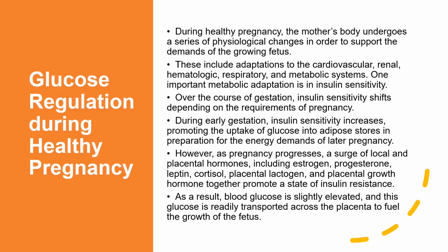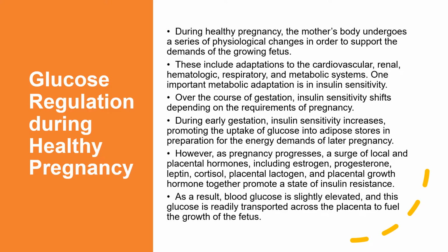Over the course of gestation, insulin sensitivity shifts depending on the requirements of pregnancy. During early gestation, insulin sensitivity increases, promoting the uptake of glucose into adipose stores in preparation for the energy demands of later pregnancy. However, as pregnancy progresses, the surge of local and placental hormones, including estrogen, progesterone, leptin, cortisol, placental lactogen, and placental growth hormone, together promotes a state of insulin resistance.